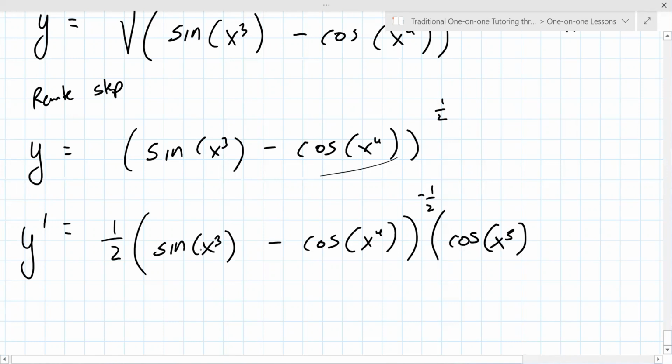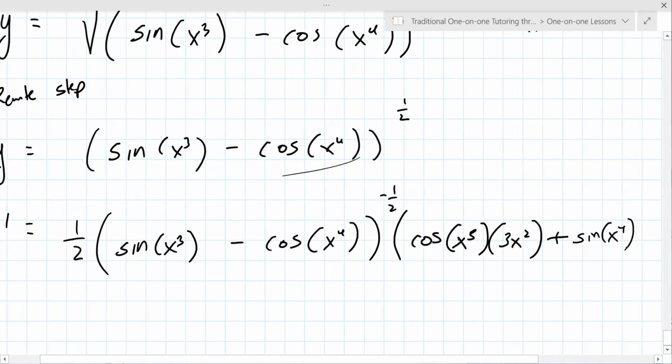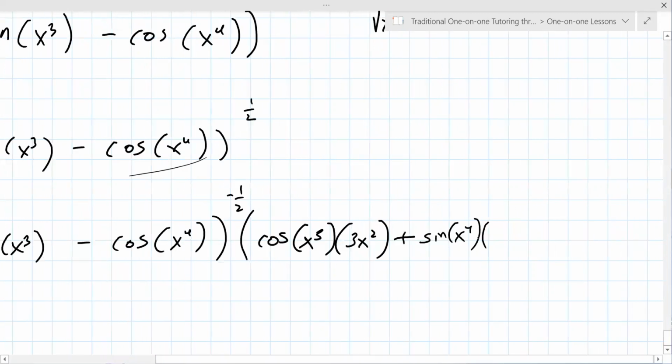Then the derivative of the inside is 3x squared, over 2. Okay. Minus, what's the derivative of cosine? Minus the derivative of cosine is negative sine x, negative sine x. So that makes it positive. Sine of x to the fourth times what? Then 4x cubed. Perfect.